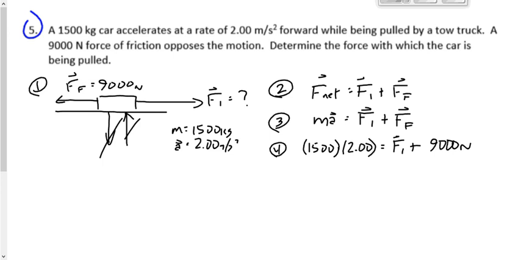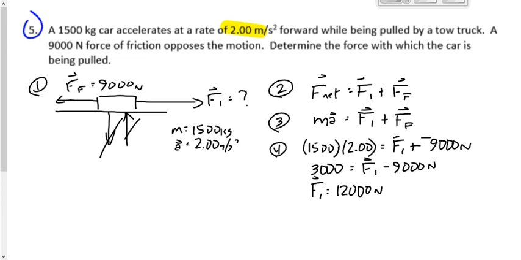Right? Haley? Negative 9,000, right? Because if it's accelerating to the right, positive 2, then the force of friction is to the left, negative 9,000. 1,500 times 2 is 3,000. F1 subtract 9,000. Take the 9,000 over by adding, and F1 ends up being equal to 12,000 newtons.